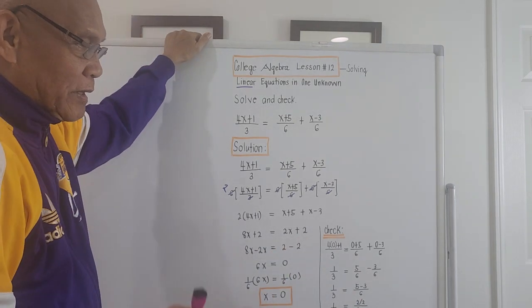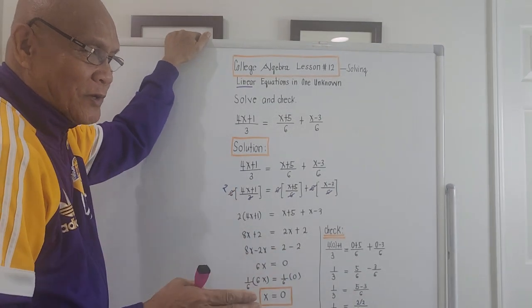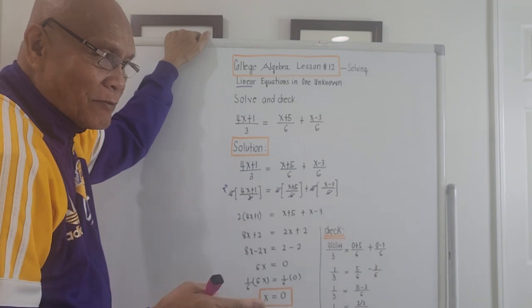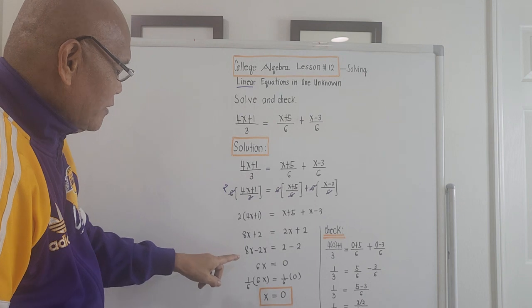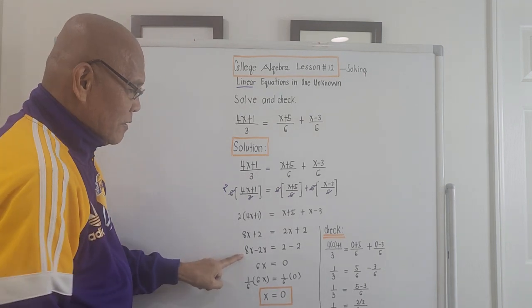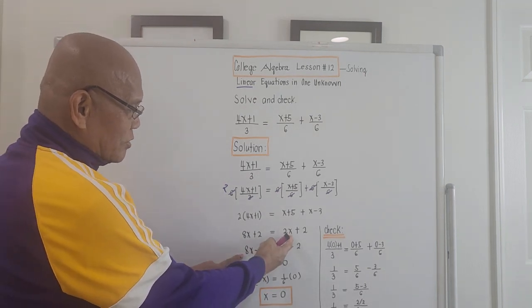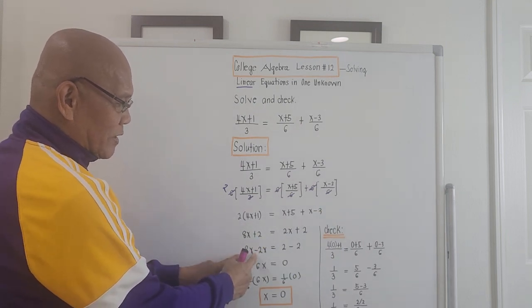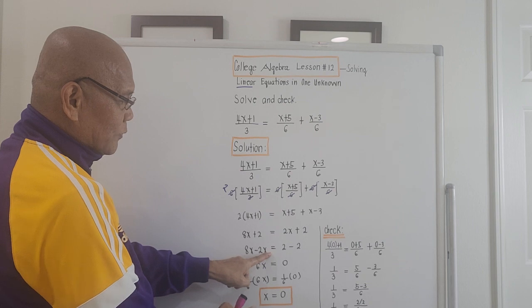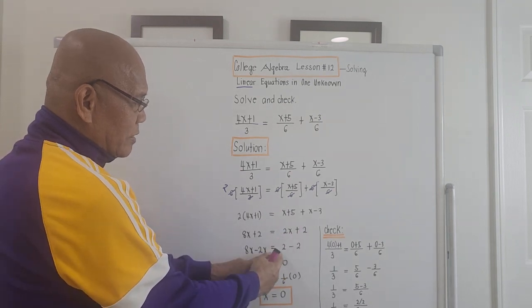Okay, then the next step will be to isolate the unknown variable. We put it always on the left, right? So I will maintain 8x on the left. I will transpose this 2x here to the right, or to the left rather. It will become minus 2x equal to, I will maintain this 2 here.